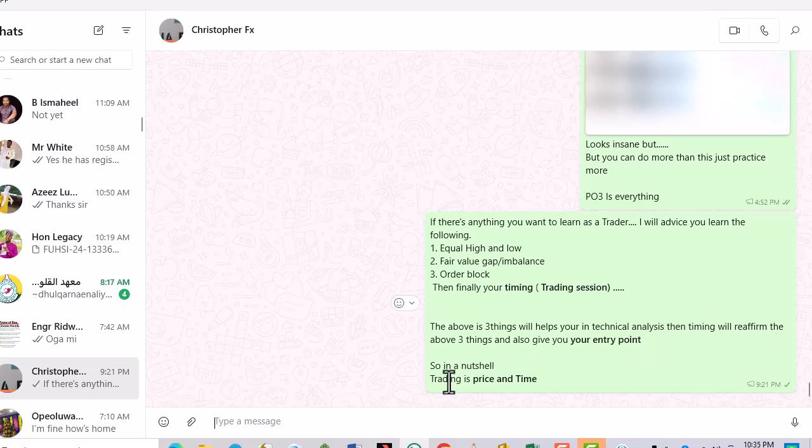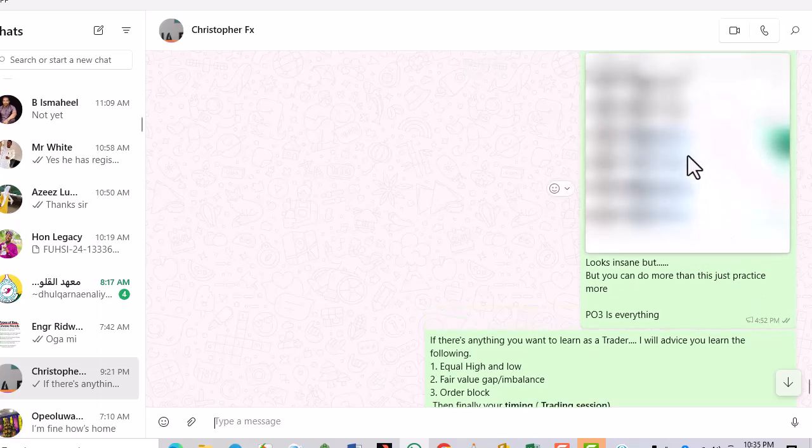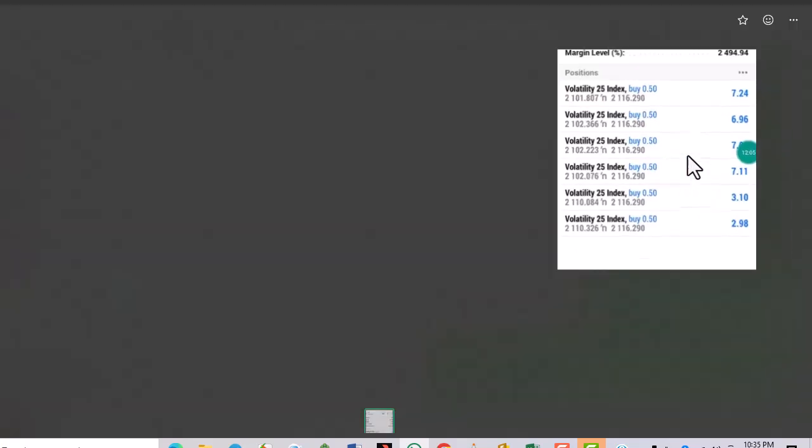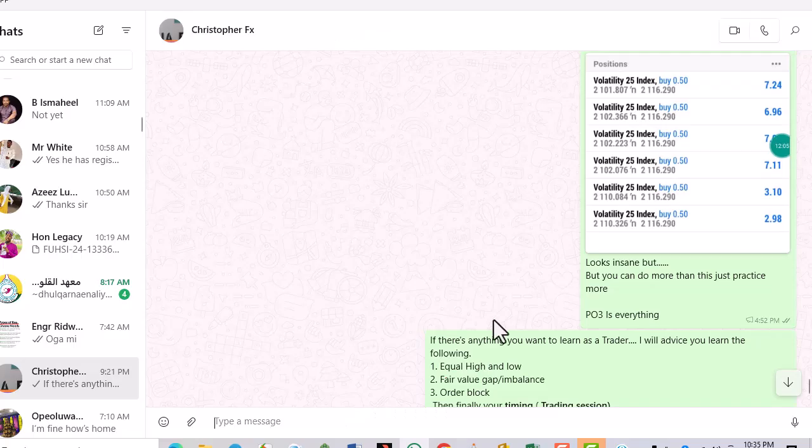So in a nutshell, trading is price and time. That is just the simple thing. Trading is pure price and time. That is all you need. So this is it. Look at it here. So that was $5, so $39. That's all. Looks insane, but it's not.